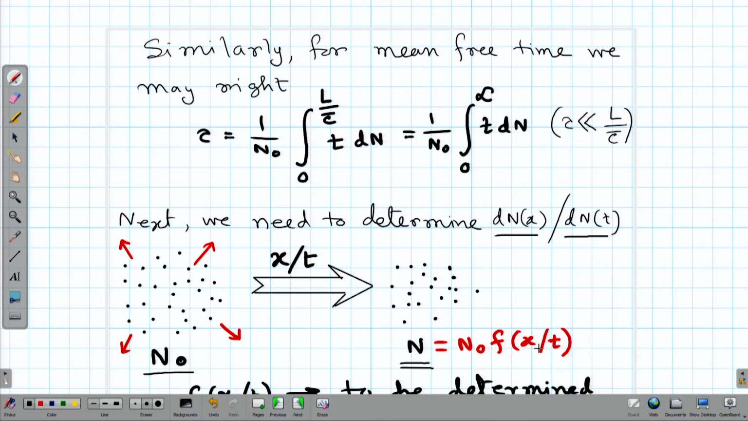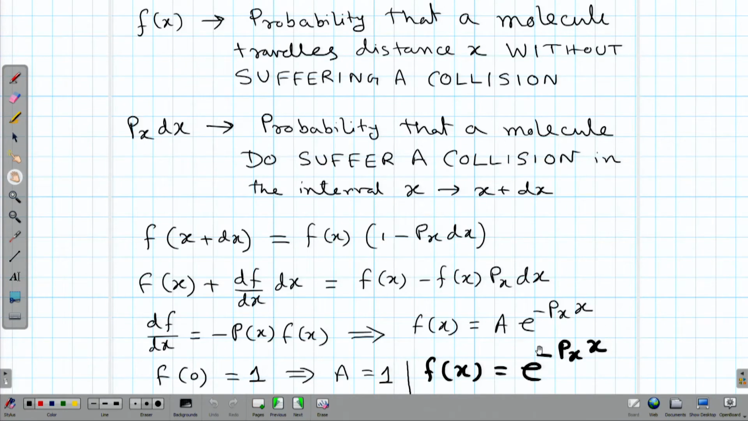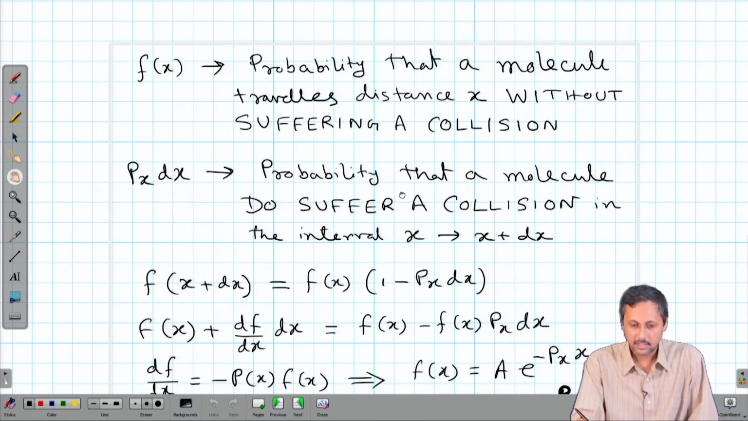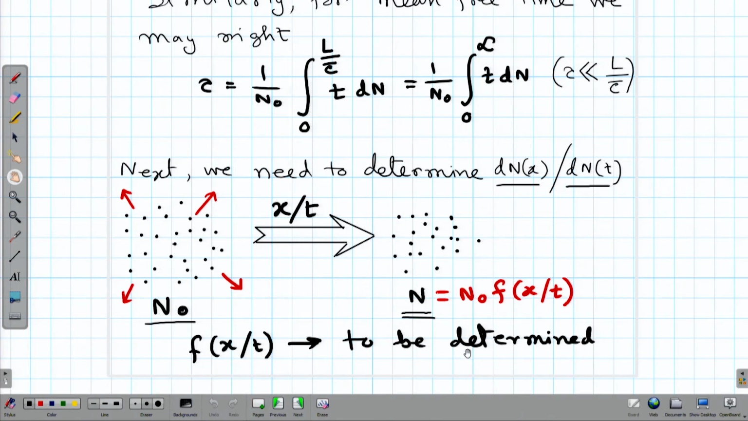by some function of either x or t, because if we look at the gas assembly immediately after, when x or t is very small, then n is approximately equal to n0, but as we go away from the initial position, or as we advance in time, n becomes small compared to n0. So, f is the function to be determined. We do not know what it is. Now, basically what we realize from there is that f has something to do with the collision probability.